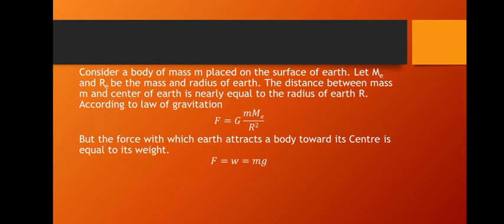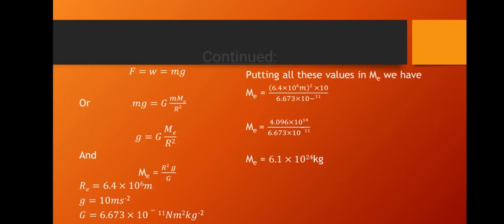And students, we know that the force which Earth exerts on a body is equal to its weight. So according to the relation, force will be equal to weight, and we know that weight is equal to mg. So we can put the value W is equal to mg in place of F. In the next step, F is equal to W is equal to mg. We will put mg in place of F. It will be mg is equal to G m M_E over R square.